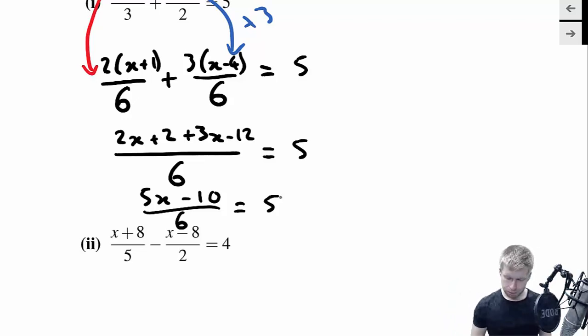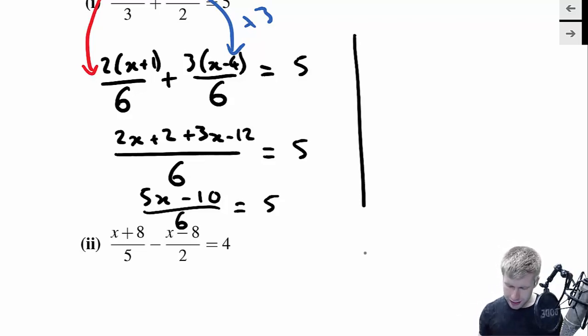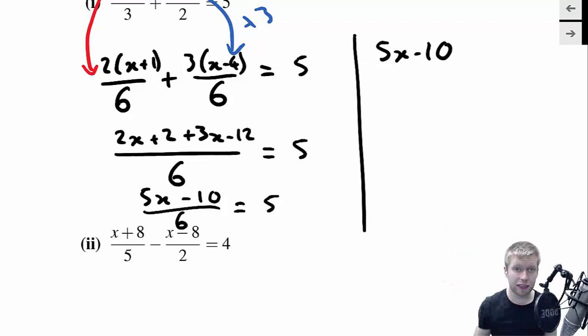So here's the idea. What I'm basically saying here is I'm taking the entirety of 5x take away 10 and I'm dividing it by 6. So what's the opposite of dividing by 6? That's what's making my equation awkward at the moment. It's times by 6, isn't it? So if I times both sides by 6, this is what I end up with. I get 5x minus 10 on the left-hand side because the divide by 6 and the times by 6 have cancelled. And the right-hand side, 6 times 5, that's just 30.